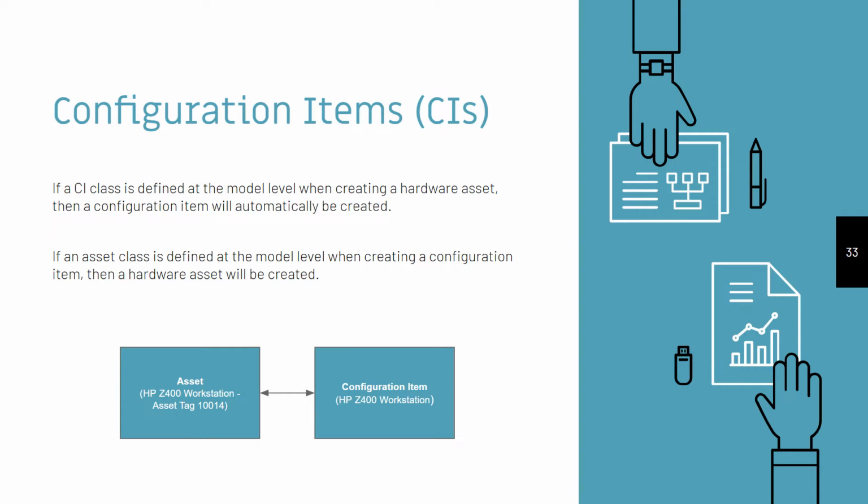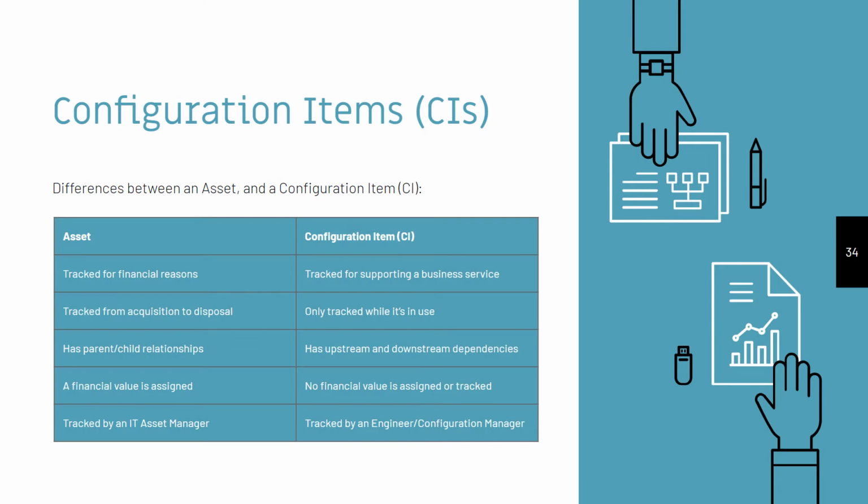So you're probably wondering, what is the difference between an asset and a configuration item? To put it simply, an asset is a device like a computer or a server, but needs to be tracked due to its financial value to an organization. Whereas a configuration item can also be an asset, but not always, and is tracked as it directly affects one or more business services. Take, for example, an email server.